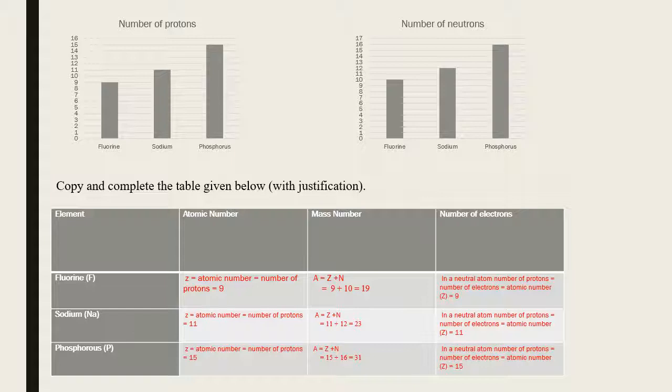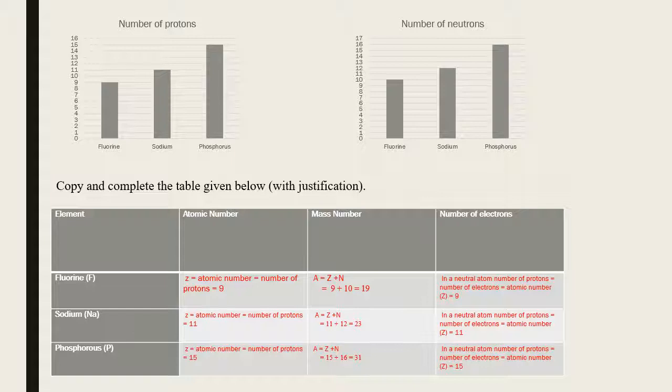The first question says copy and complete the table given below with justification. On the bi-weekly worksheet, I left a space for justification only because the table was a bit too small. This one, because I had more room to maneuver, I put the justification inside the boxes.